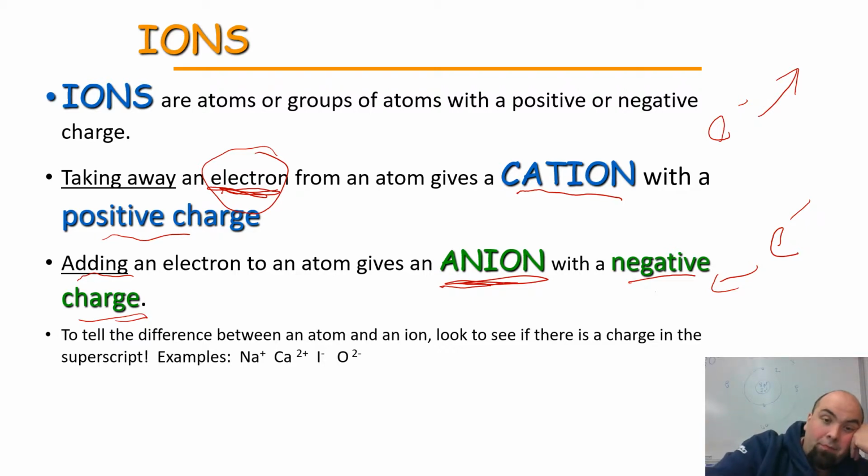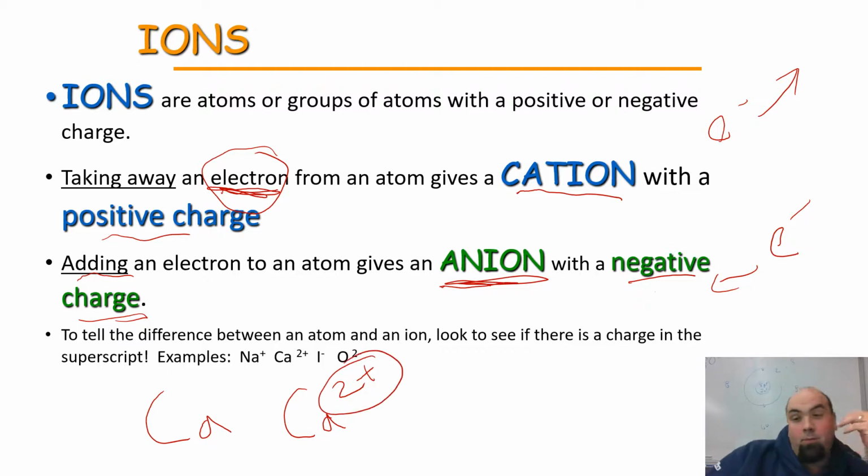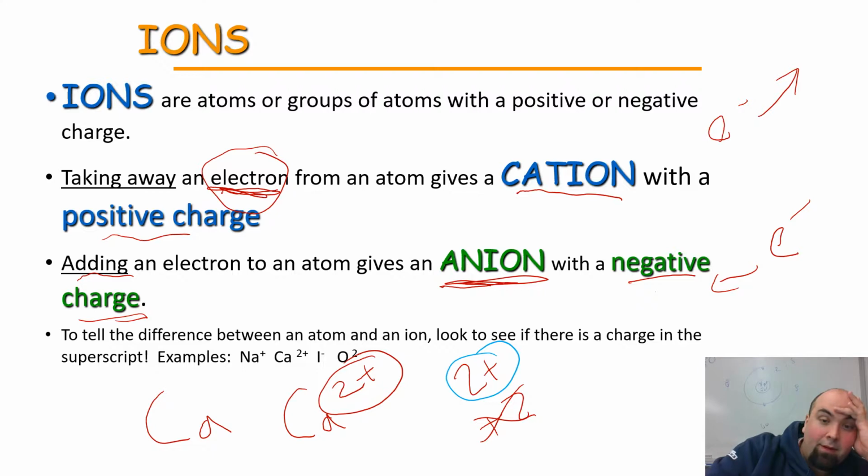To tell the difference between an atom and an ion, we write the charge. So calcium ion is Ca2+. Regular calcium is just Ca. So we put the charge in the corner. Online, you'll see both 2+ or +2. I would prefer that you use 2+ because this implies that it's two positives, okay?